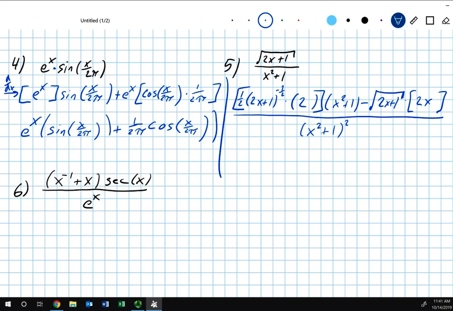So maybe I won't, and I'll just write this as 2x plus 1 times x squared plus 1 minus 2x root 2x plus 1 over... I could FOIL this out, but I actually like it factored a lot more. Don't FOIL things out if you don't need to.